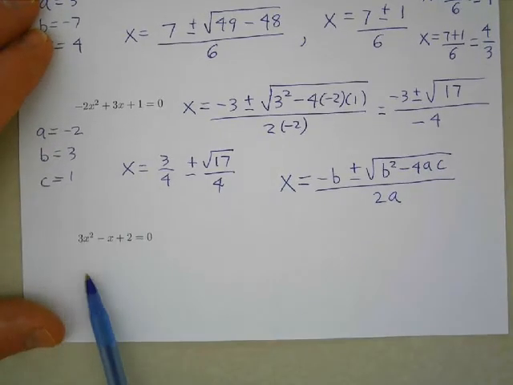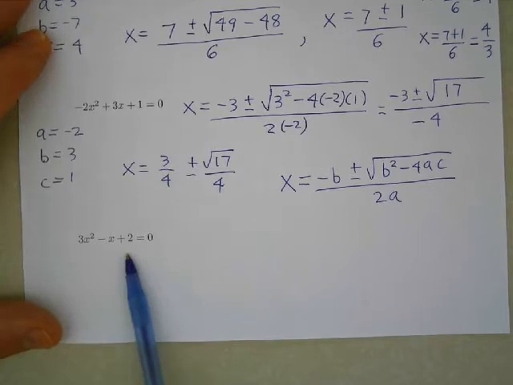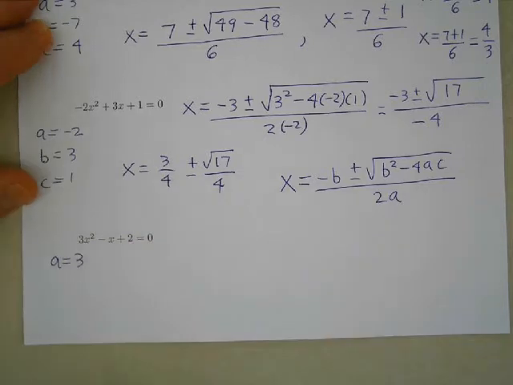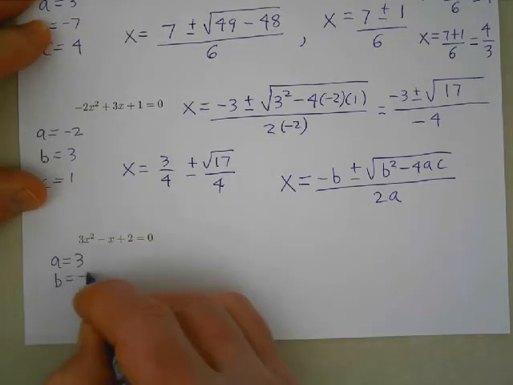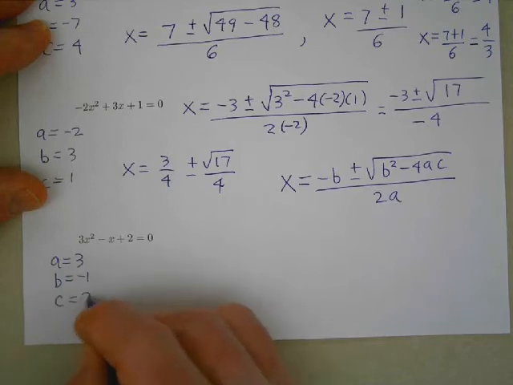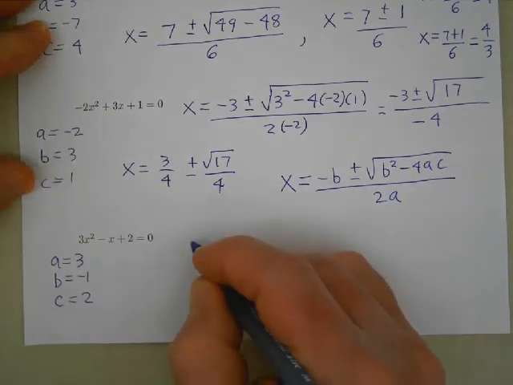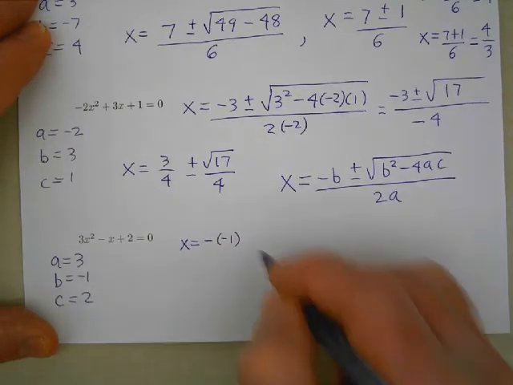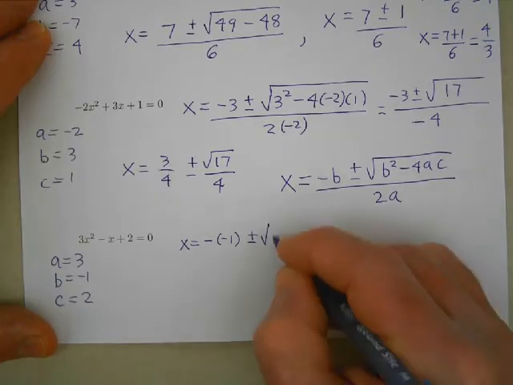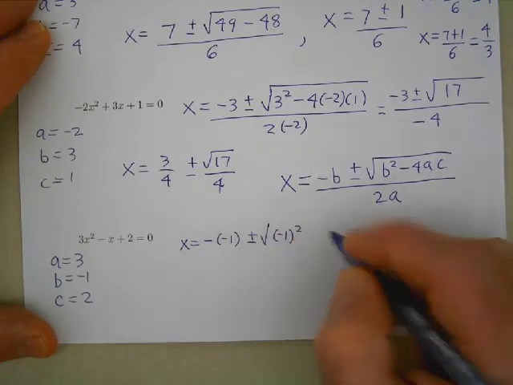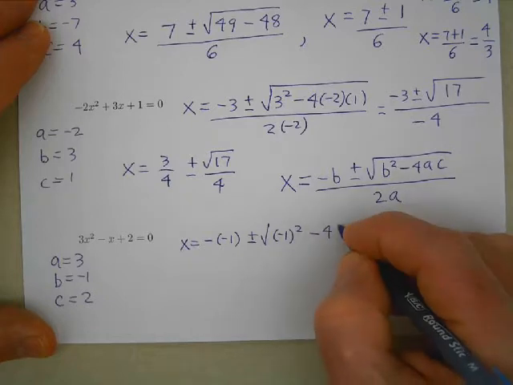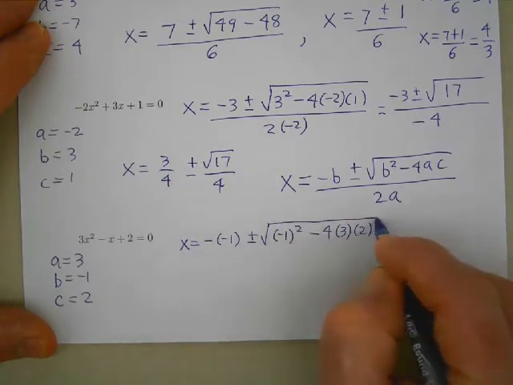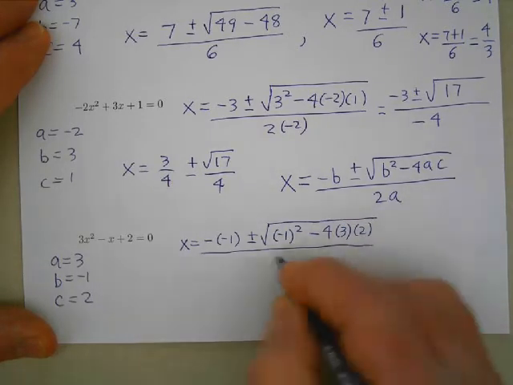In this equation, 3x squared minus x plus 2 equals 0, the value of a is 3, b is negative 1, and c is positive 2. So we apply the quadratic formula. We write x equals the negative of negative 1 plus and minus the square root of the number negative 1 squared minus 4 times 3 times 2, all divided by 2 times 3.